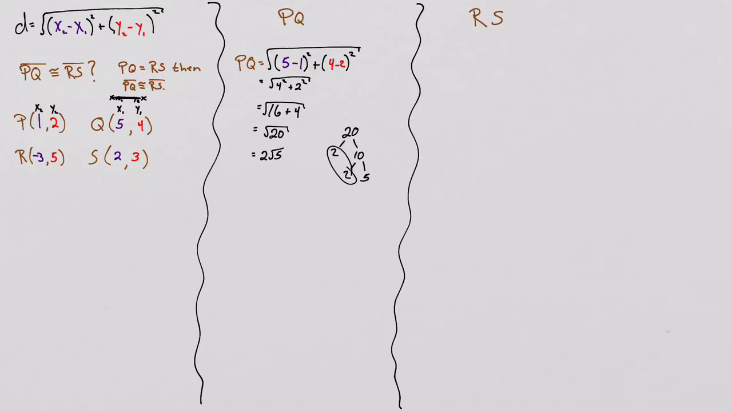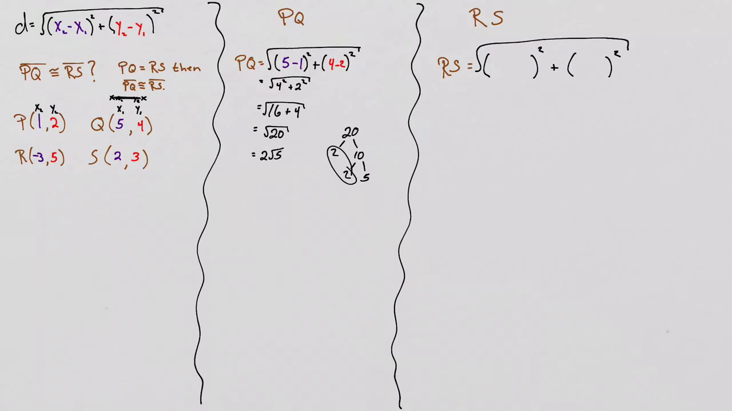So now what this tells me is when I calculate RS, the distance for RS, if it is also square root of 20 or 2 square root 5, then segment PQ is going to be congruent to segment RS. If they're not, then those two segments are not congruent. So I'm going to come over here and calculate the RS.